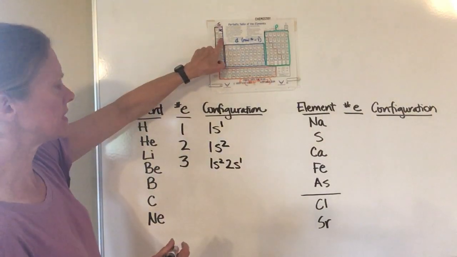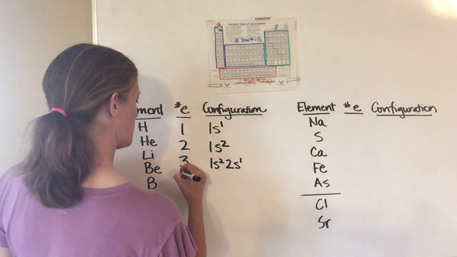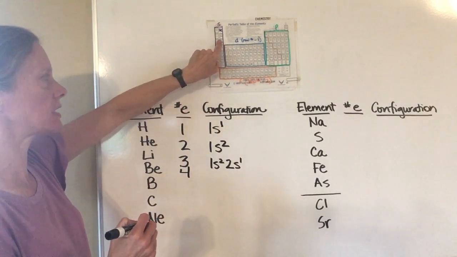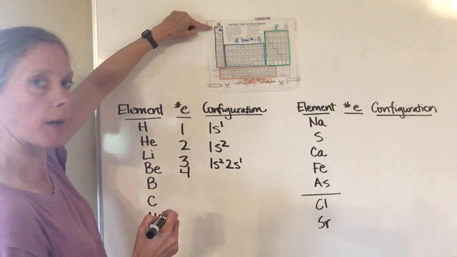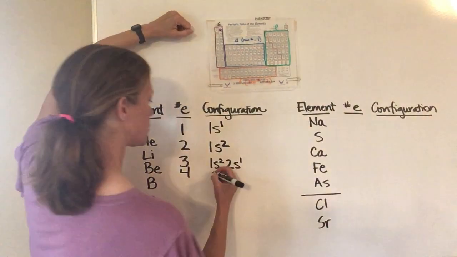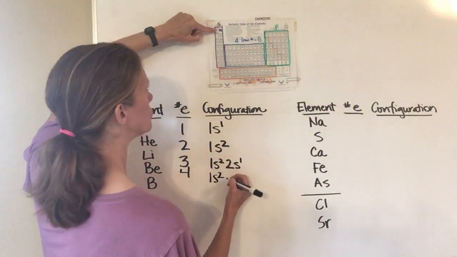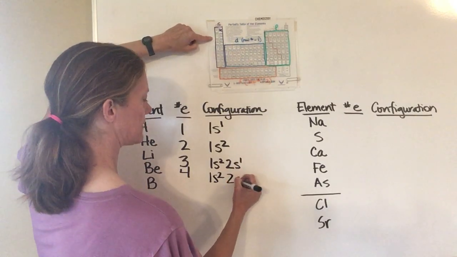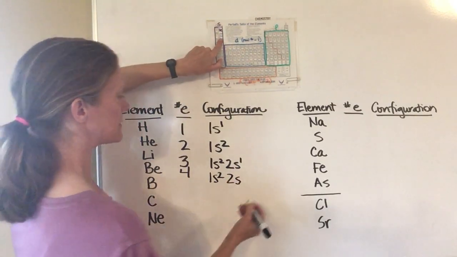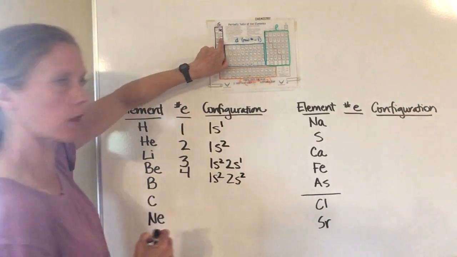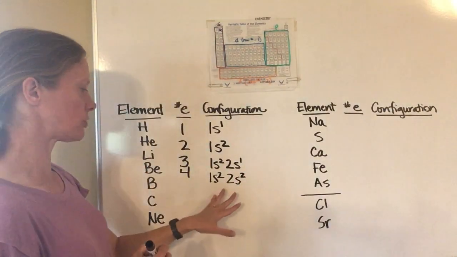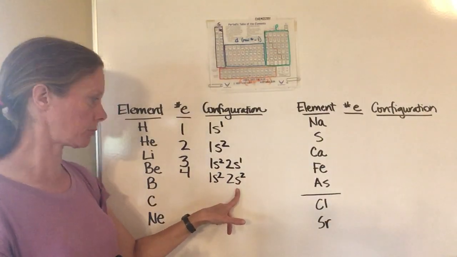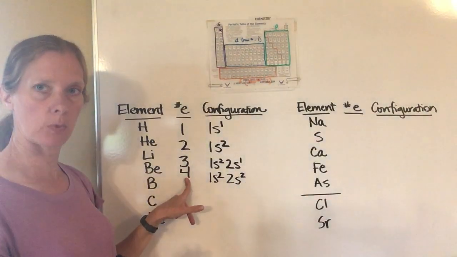Okay, beryllium is the second one over. Beryllium has 4 electrons because of that little number down there on the periodic table. So I'm going to start at the top again and walk my way through. So I'm going to have 1s2. Beryllium is on the second row in the s orbital. It's in the second column. So what that means is I've got 2 electrons in the 1s orbital, 2 electrons in the 2s orbital. 2 plus 2 is 4.